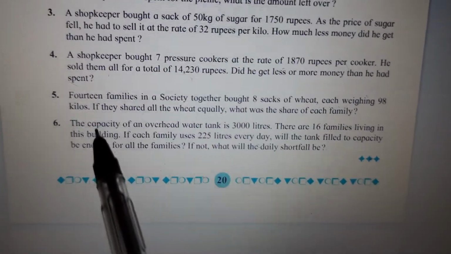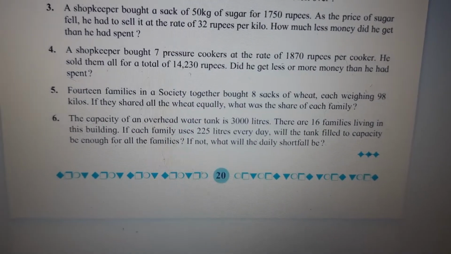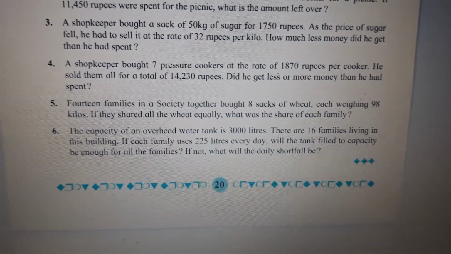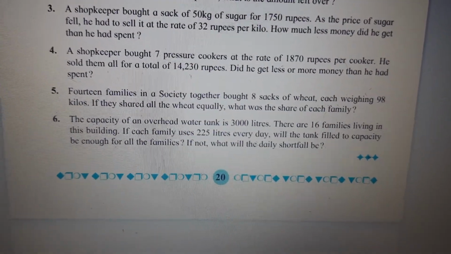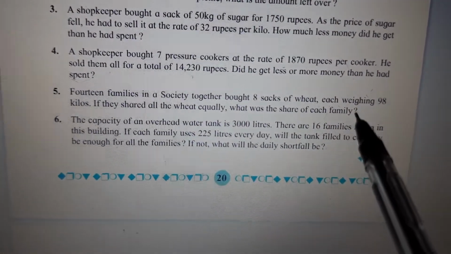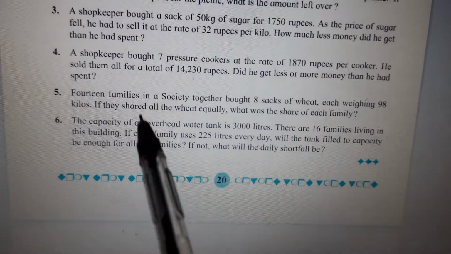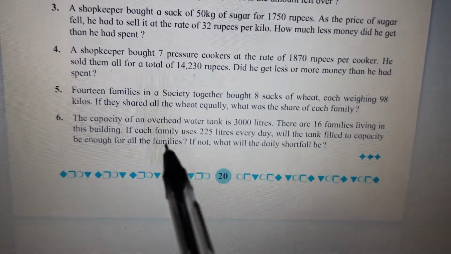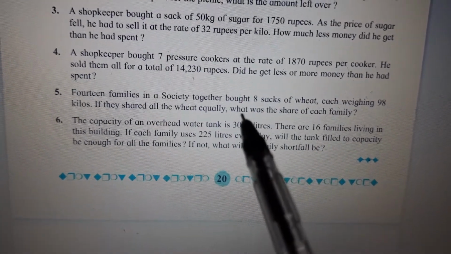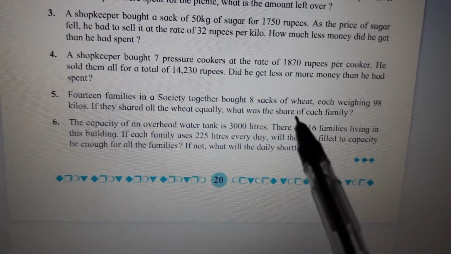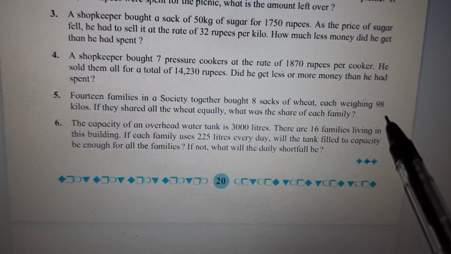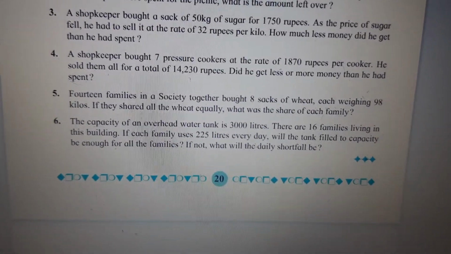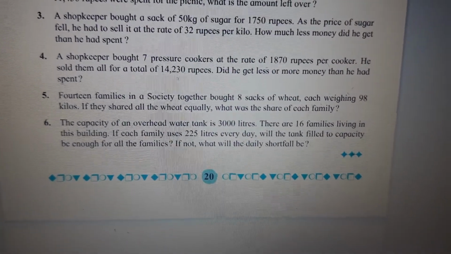Now the next one. 14 families in a society together bought 8 sacks of wheat, each weighing 98 kilos. If they shared all the wheat equally, what was the share of each family? See children, in a society, just like how you stay in a society, here 14 families are there in that building and they are bringing 8 sacks, 8 gonis of wheat, and each is weighing 98 kilograms and they are sharing all equally. So we have to find out what was each family's share.